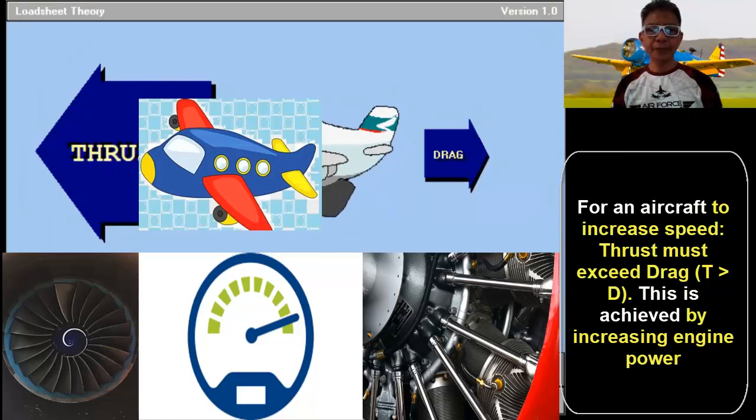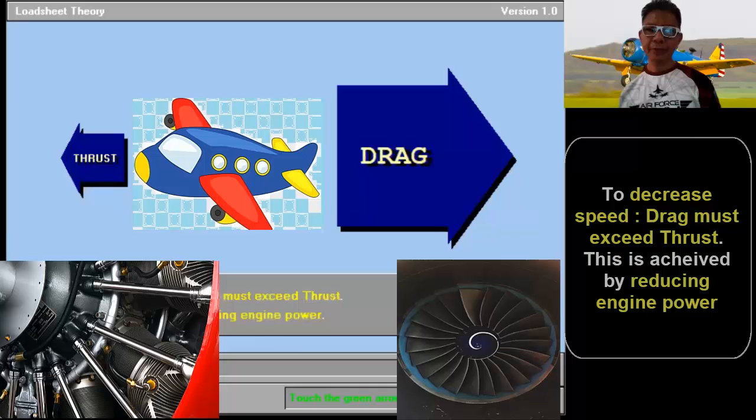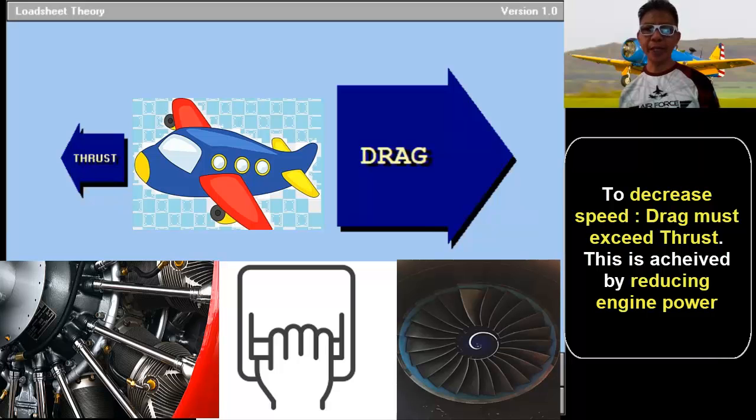For an aircraft to increase speed, thrust must exceed the drag. This is achieved by increasing engine power. To decrease the speed, the drag force must exceed the thrust. This is achieved by reducing engine power.